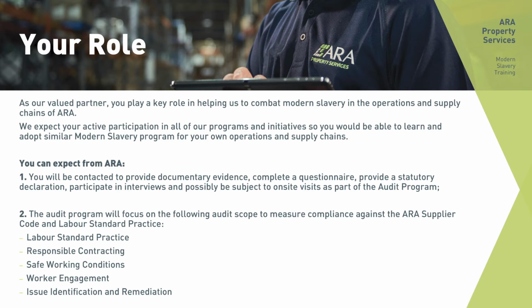What you can expect from ARA. Suppliers will be contacted to provide documentary evidence, complete a questionnaire, provide a statutory declaration, participate in interviews and possibly be subject to on-site visits as part of the audit program. The audit program will focus on the following audit scope to measure compliance against the ARA Supplier Code and Labour Standard Practice: responsible contracting, safe working conditions, worker engagement, and issue identification and remediation.